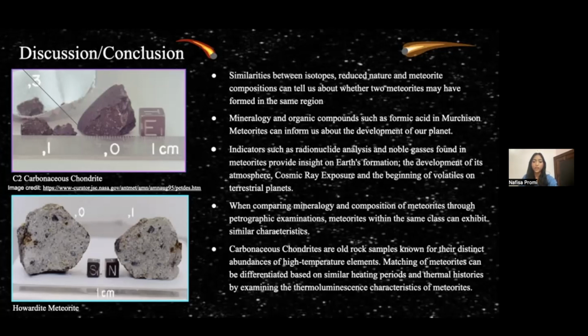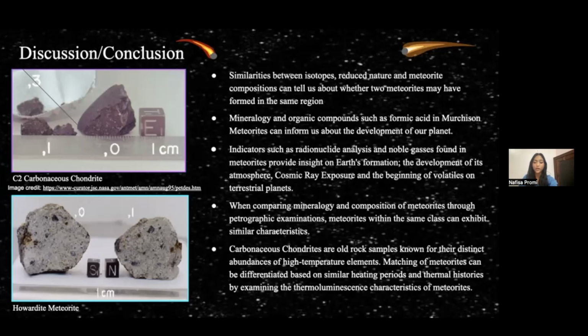When comparing the mineralogy and composition of meteorites through petrographic examinations, meteorites within the same petrologic class can exhibit similar characteristics. Carbonaceous chondrites are pristine rock samples of our solar system, known for their similar abundances of high temperature components.